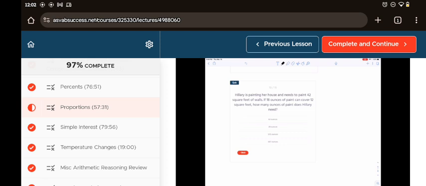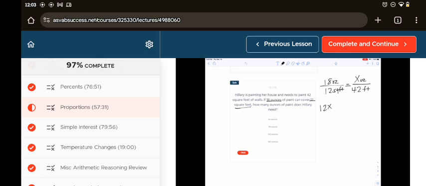Number 10 says, Hillary is painting her house and needs to paint 42 square feet of walls. 18 ounces of paint can cover 12 square feet. How many ounces of paint does Hillary need? So 18 ounces covers 12 square feet. Let's write that one first. 18 ounces, 12 square feet. This is equal to how many ounces? We don't know, so we're going to call it x ounces. But we do know that we need to cover 42 feet. So now let's cross multiply.